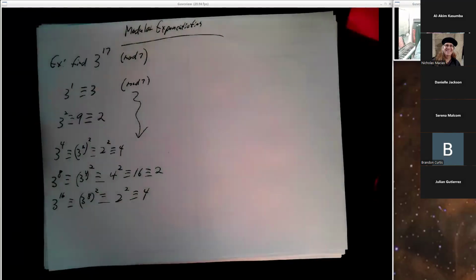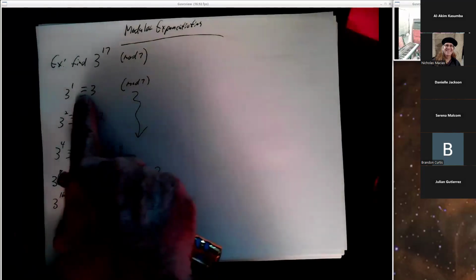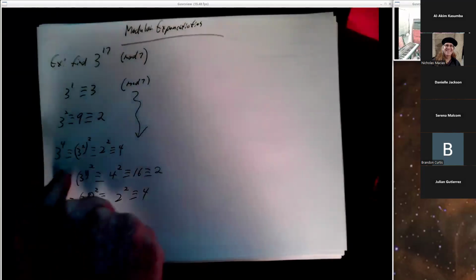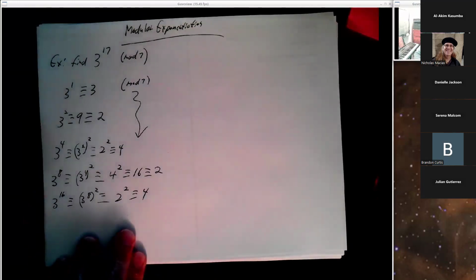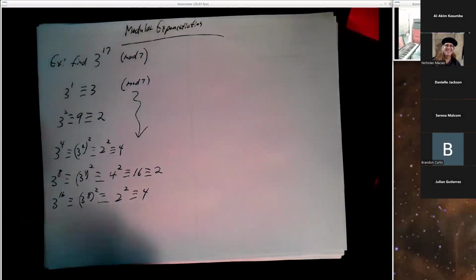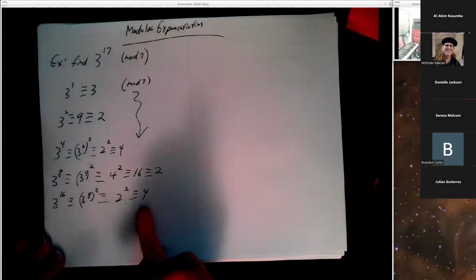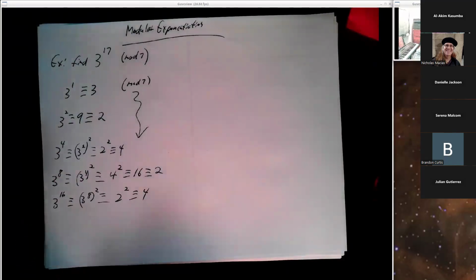All right, that's the first part of modular exponentiation. Start with 3 to the first and keep squaring. Find 3 squared, to the fourth, to the 8th, to the 16th. And we didn't have to do 16 operations to get this. We did basically 1, 2, 3, 4 operations.